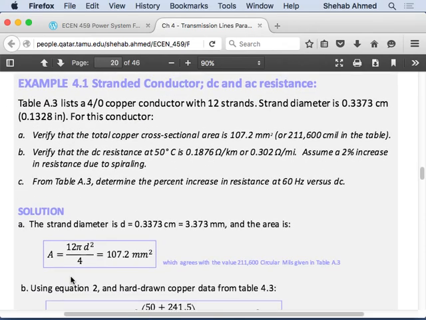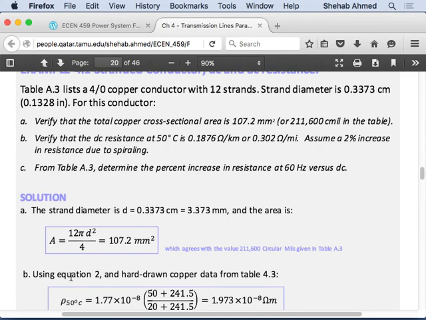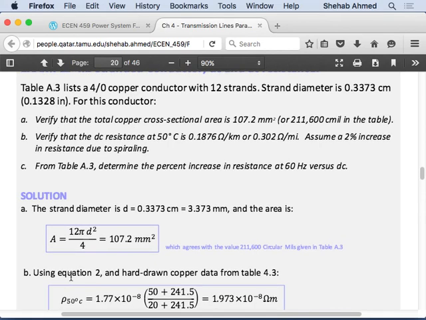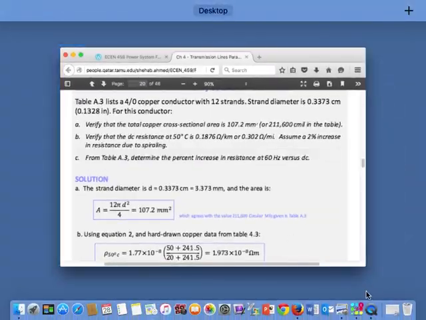So let's look at an example. This is an example of a stranded conductor, and they want you to calculate the DC and the AC resistance. They tell you from table 8.3 to list a conductor for 0. This is the conductor that they list.